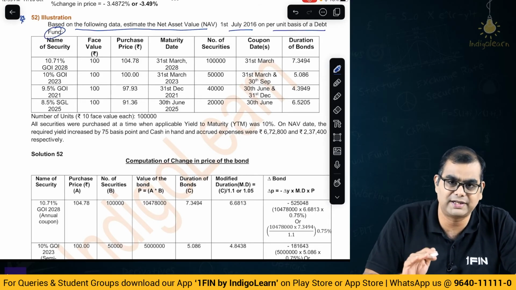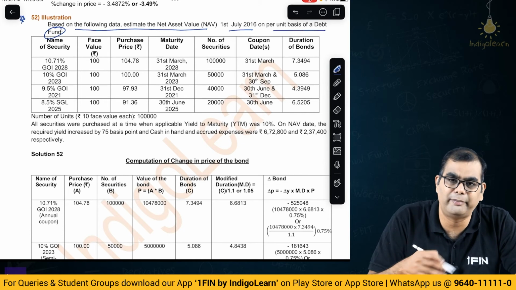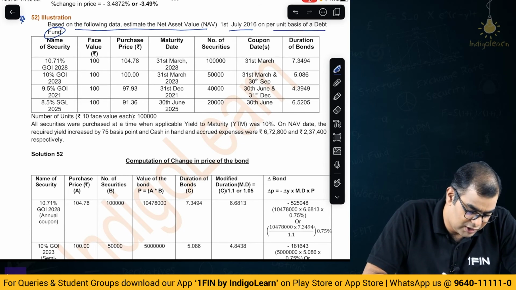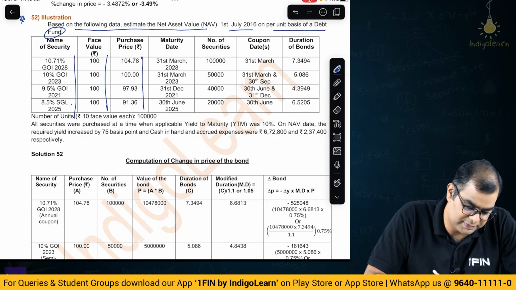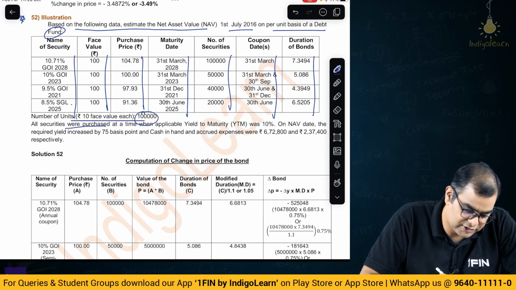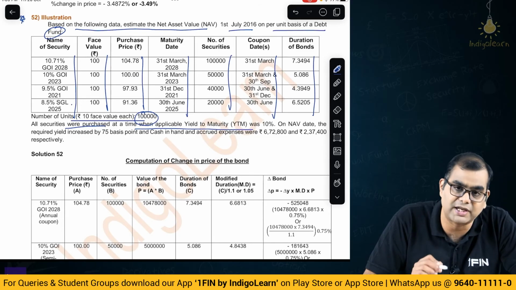If you already revised it, it is no problem, but there is no major fancy thing around the unit value. It is a very simplified thing. Okay, these are the assets that this particular mutual fund has. Various government securities, face value, purchase price, maturity date, number of securities, coupon dates, duration of the bonds. The number of units is 1 lakh units of 10 rupees each. All securities were purchased when an applicable YTM was 10%.